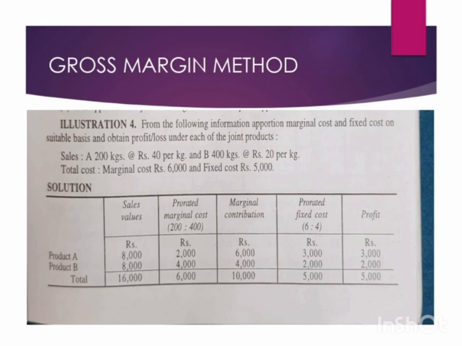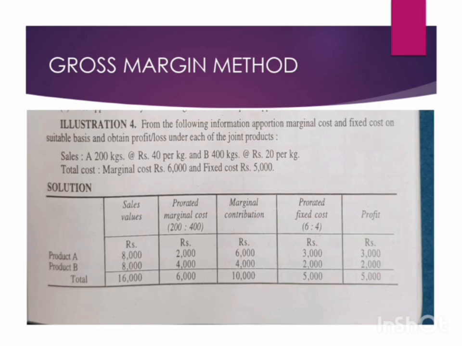Now we have to open 5 columns, which are sales value, prorated marginal cost, marginal contribution, prorated fixed cost, and the last one is profit. For product A, for sales value, we calculate 200 kgs at rupees 40 per kg, which is given in the question itself. So 200 into 40, we get 8,000. Similarly, for product B, 400 kgs at rupees 20 per kg. So 400 into 20, we get 8,000. Totally, we get 16,000.